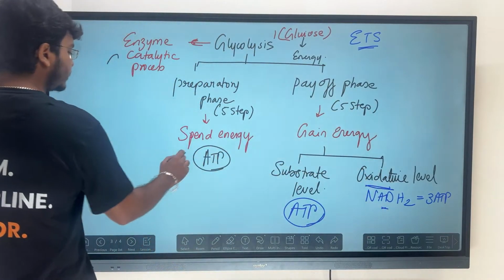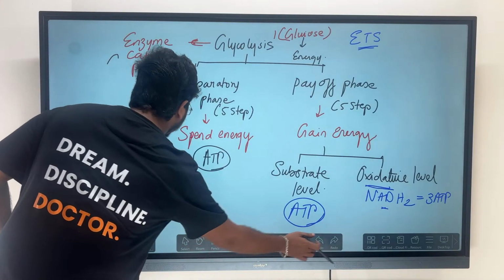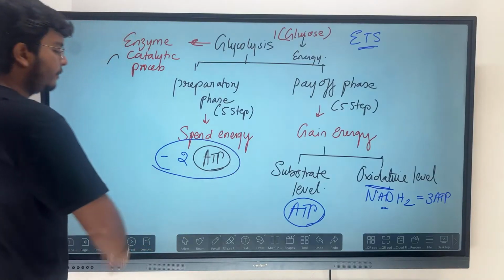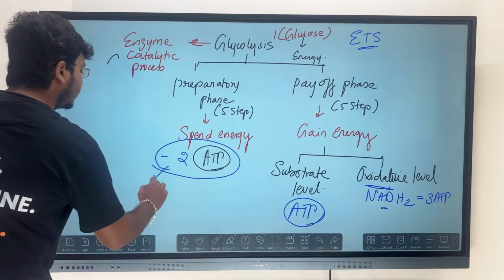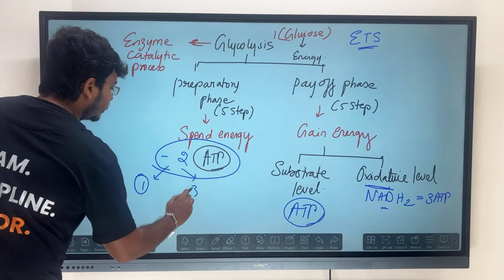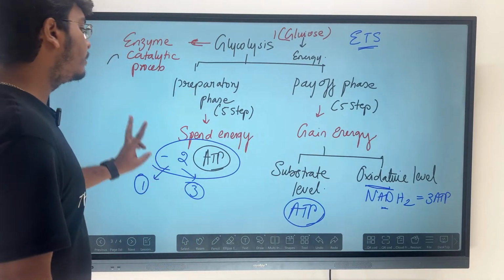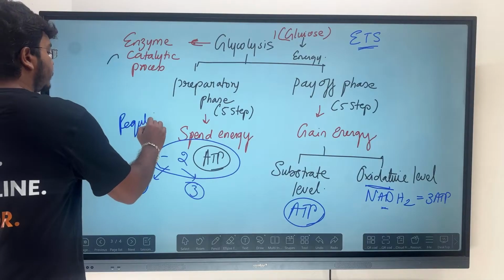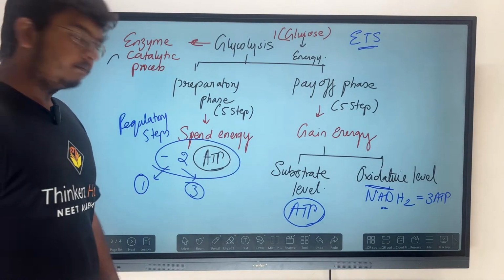Okay, how much have we spent as of now? We have spent 2 ATP. So since we have spent, we'll consider that as minus. In which steps? In the first step and in the third step. Remember, both these steps are regulatory steps. Hope this is clear. Right?